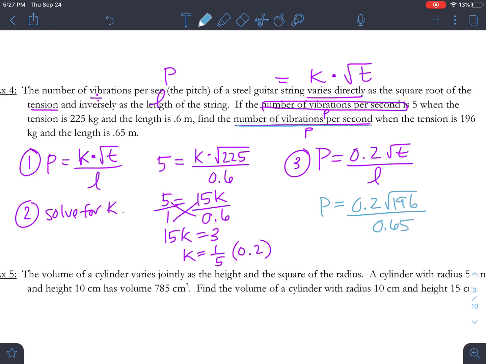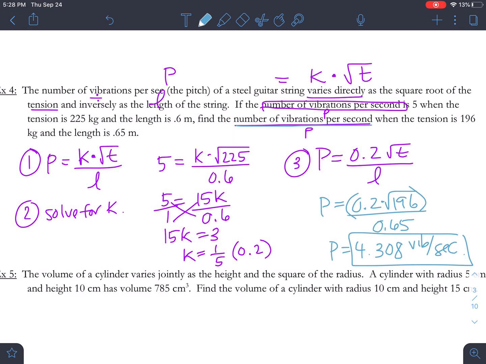Okay, so 0.2 times 14 divided by 0.65, because the square root of 196 is 14. You can type this in your calculator, put parentheses around the top, and you get the pitch is 4.308, and pitch is in vibrations per second. So I'll put that unit there. K does not have units because it's a constant. So the final answer should have units, but K will not.